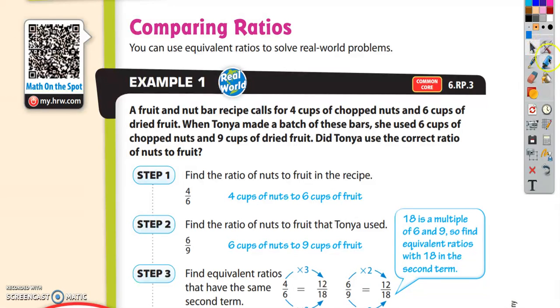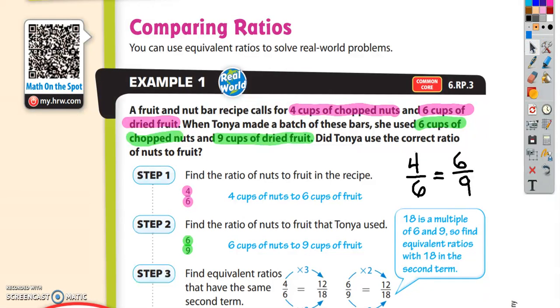So notice that the numbers here, 4 cups of nuts and 6 cups of dried fruit, were written right here as a fraction, 4 cups of nuts over 6 cups of dried fruit. And then what Tanya used was 6 cups of nuts and 9 cups of fruit, and that's written right here. And the question is, I'm going to do this off to the side. The question is, is 4 to 6 equal to 6 to 9?